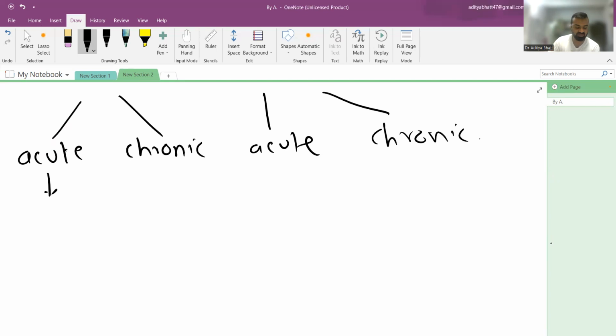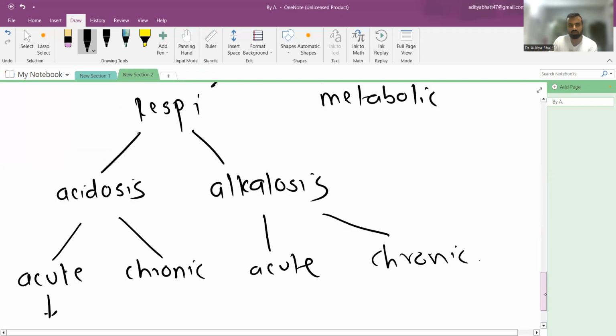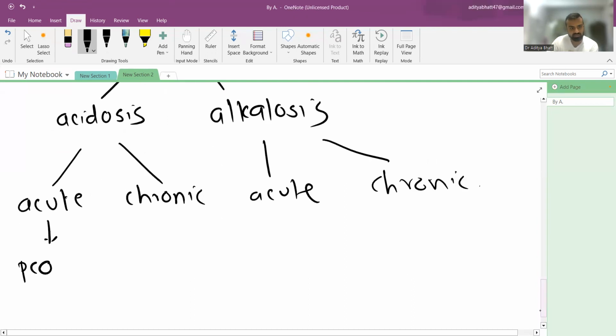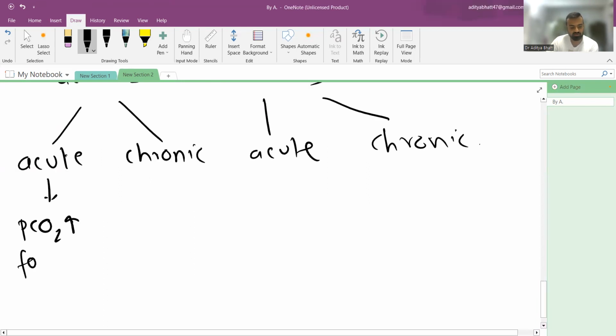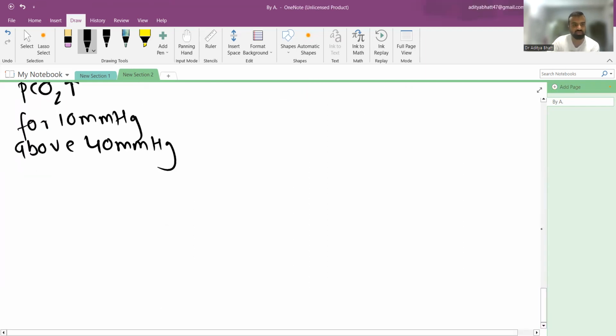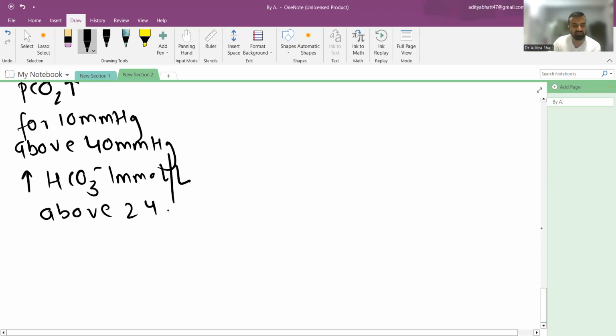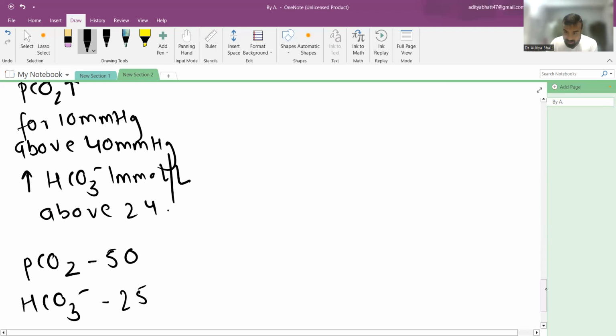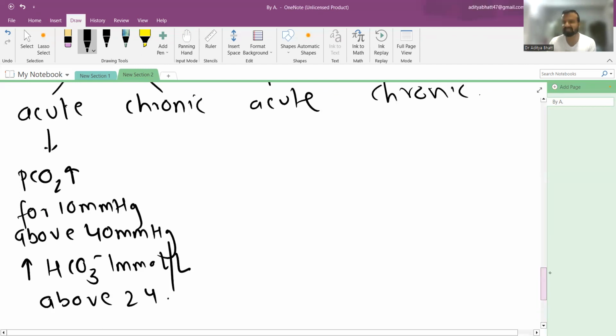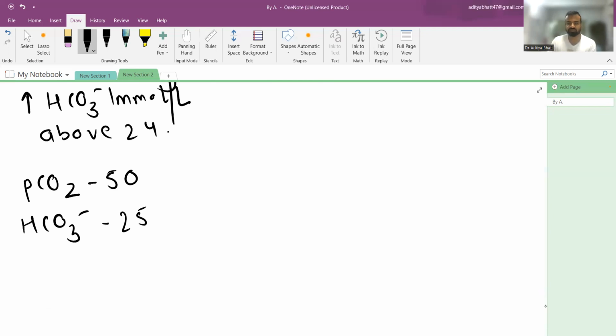So what is expected? In acidosis, there is a rise in PCO2. Each 10 mmHg rise above 40 mmHg in PCO2 increases bicarb by 1 millimole per liter above 24 in the acute condition. So if the PCO2 is 50, then the expected bicarbonate should be 24 plus 1, 25. This is the expected bicarb. If it is not achieved, then it is uncompensated. If it is achieved, then it is compensated. So this is very, very important.